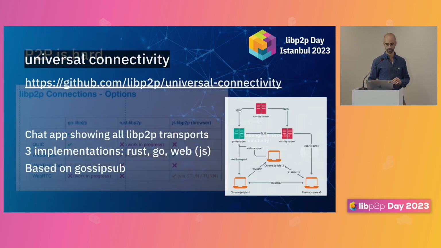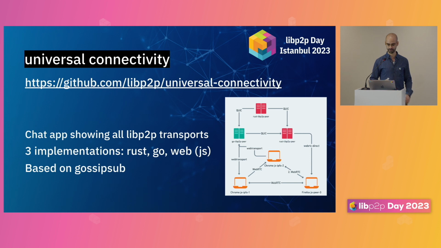So what and why? The Universal Connectivity app is really just a chat app that is showcasing all of the different libp2p transports, so WebTransport, WebSockets, WebRTC Direct, and WebRTC, also QUIC. And it has three peer implementations in Go, JS, and Rust. And it's using GossipSub for the messaging. And you can see on the right-hand side, this is the kind of topology that you can create.